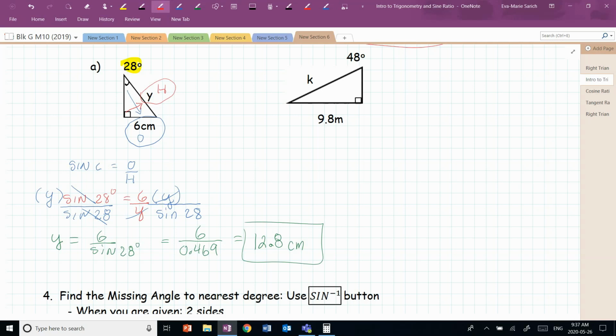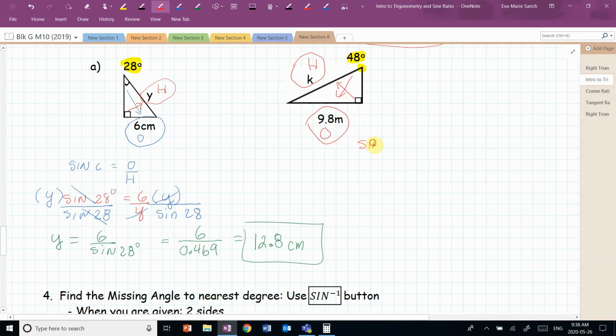Identify the sides. Well, here's our angle. Okay, that's this point here. So opposite of our angle is the opposite side. Opposite of the right angle is the hypotenuse. So H is K and O is 9.8.